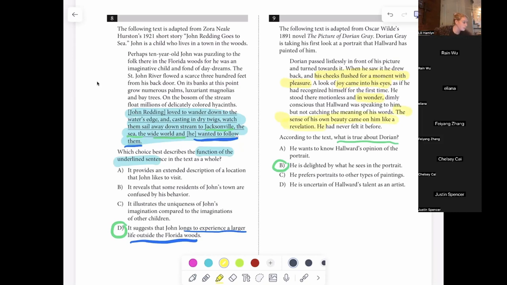Why can't number 7 be B? The reason why number 7 can't be B is that the residents of Johnstown are not mentioned as being confused in the underlined sentence. So we have to look at what the function of the underlined sentence is in the rest of it. So this is evidence over mention, right? So it says perhaps he was puzzling, but here we're being given this sentence, which is showing him, oh, number 7, sorry.